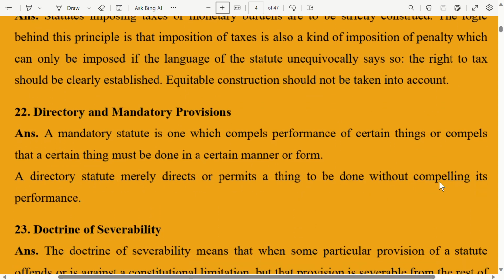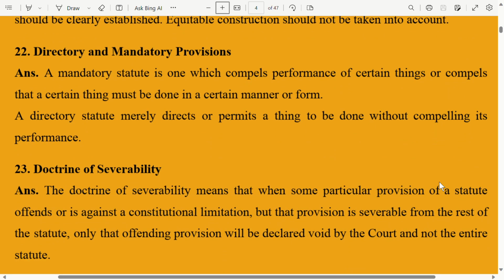What are directory and mandatory provisions? A mandatory statute is one which compels performance of certain things or compels that a certain thing must be done in a certain manner or form. A directory statute merely directs or permits a thing to be done without compelling its performance.